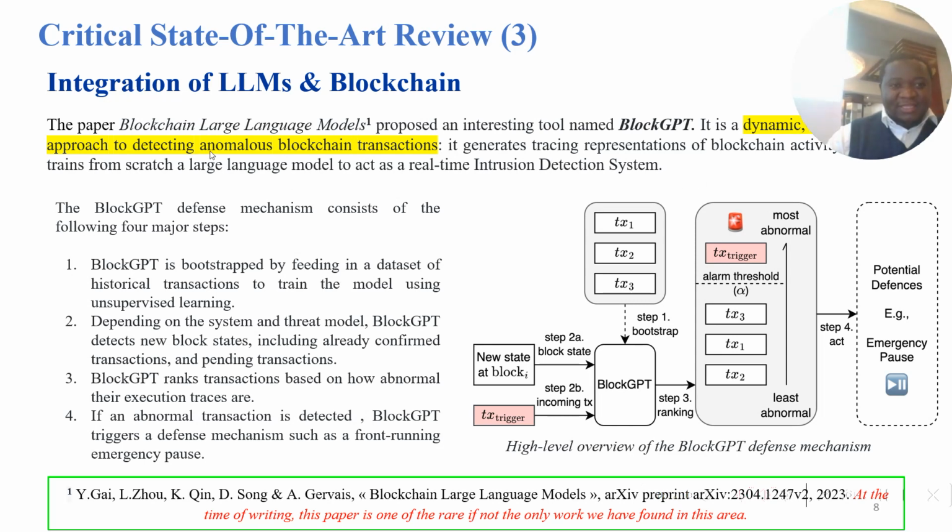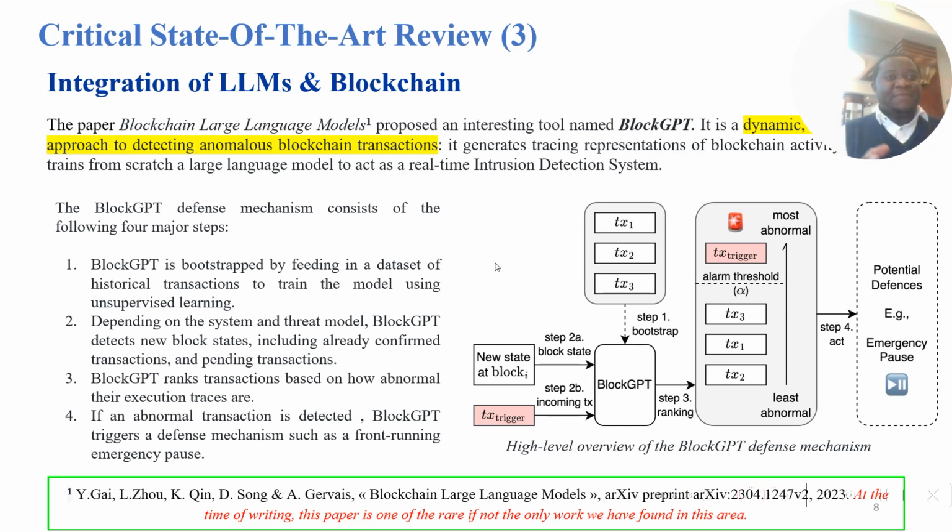It's a paper titled "Blockchain Large Language Model" that I suggest you look for and read. They came up with a model that they called BlockGPT, which is a dynamic model that tries to approach the world of blockchain differently, by seeing if LLM models can be used to detect anomalous transactions that are supported by blockchain technology. It's quite new and interesting. Please read and see what the authors have to say.